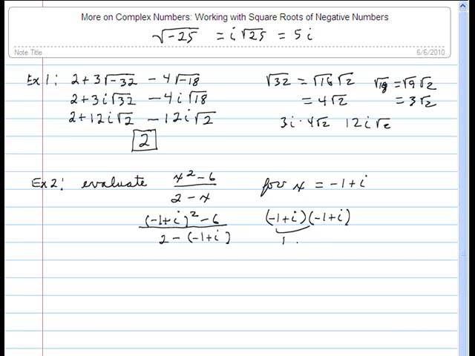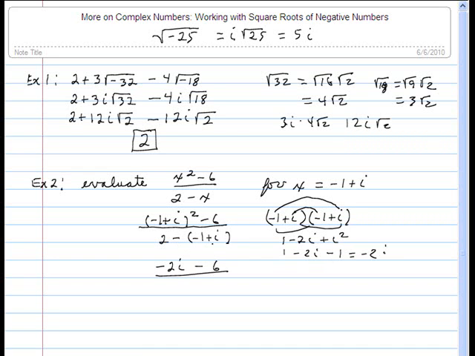The first term would be 1. The last term would be plus i squared, which you know we're going to change to negative 1. The center term is negative 1i plus negative 1i, which is negative 2i. And so that is going to be 1 minus 2i minus 1, because the i squared is negative 1. The 1 minus 1 gives you 0, so that's just going to be negative 2i. So I'm going to write here negative 2i minus 6 over.